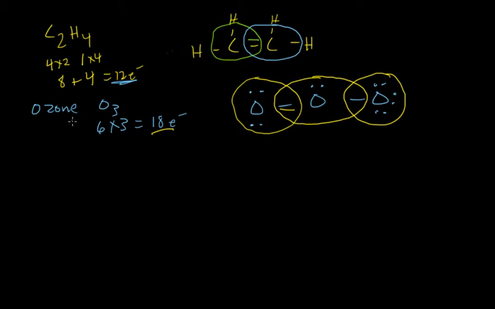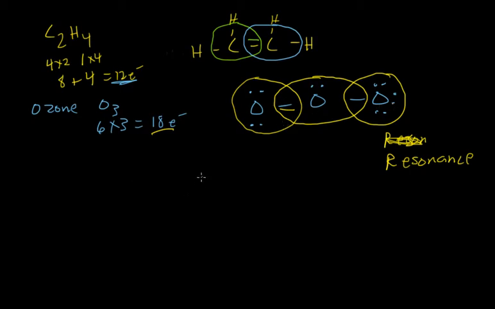But what's interesting in ozone, ozone actually has something that's called a resonance structure. Resonance structure. And basically what this means is a resonance structure means that there is a different Lewis structure that you can draw that's valid, but it looks different.